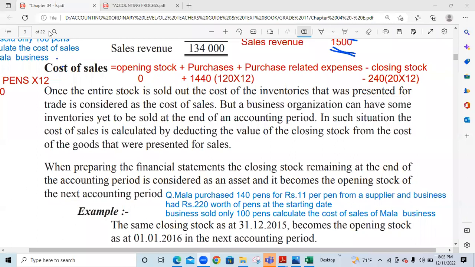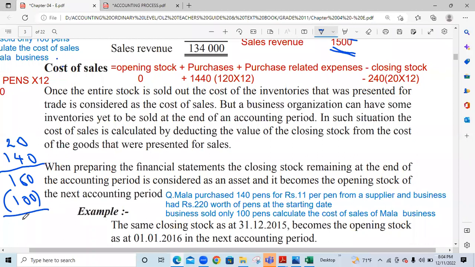160. If they sold 100 pens, how many pens are remaining? See guys, at the starting date, they have 20 pens. They purchased 140 pens, so they have 160 pens. They sold 100 pens. How many pens are remaining? There are 60 pens remaining. Very good. 60 pens. Where is that 20? How did you get that 20?